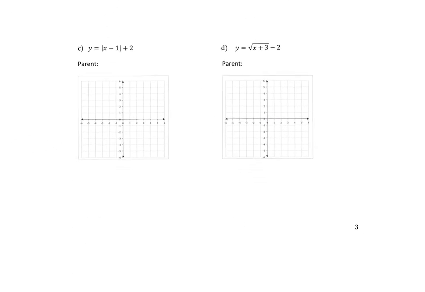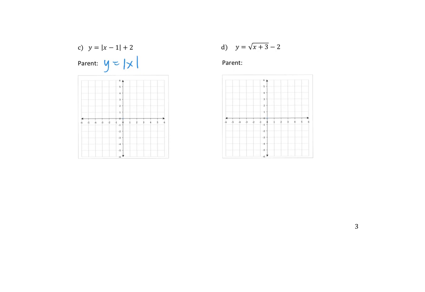We'll do 2 more examples and then that will be it for this section. C is y equal to the absolute value of x minus 1 plus 2. So if I take away that plus 2 and I take away the minus 1, I'm left with my parent or basic graph y equal to absolute value of x. So this is the absolute value function.